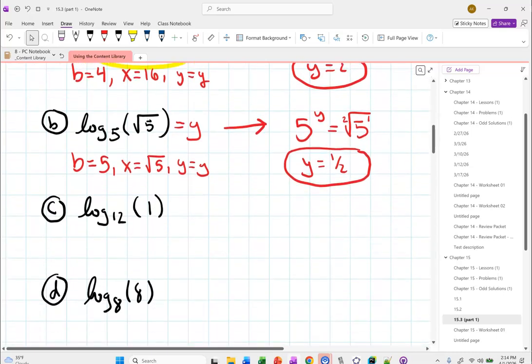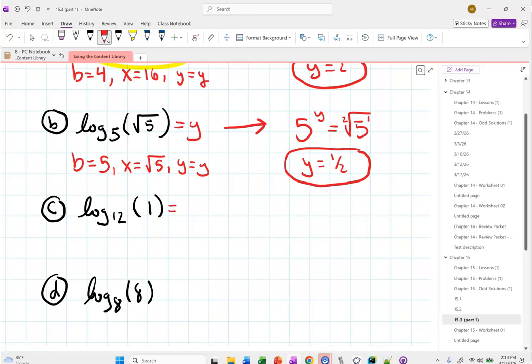Okay. What if we have log base 12 of 1? Well, we'll write it as an equation. Identify the b, the x, and the y, and then rewrite this as an exponential equation. What power of 12 is equal to 1? 0 is correct. How'd you get that, Alex?